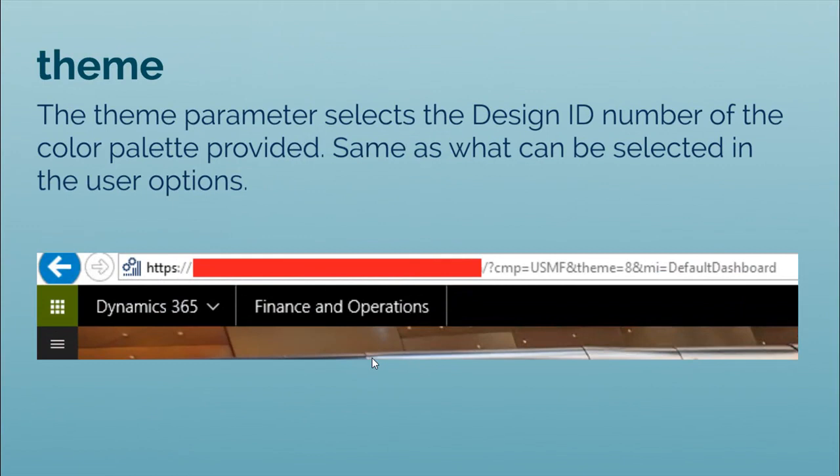And lastly, we have the theme parameter, which enables you to choose among different color styles. You can pass the value in the form of numbers to switch. Like in the example over here, I passed number 8 in the theme parameter, and it turns the quick menu access green from blue. This option can also be defaulted under the user options.